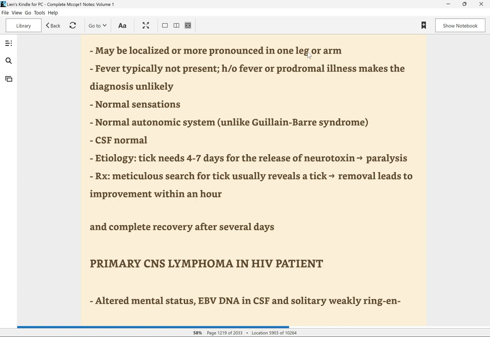Etiology: the tick needs 4 to 7 days for the release of neurotoxin, leading to paralysis. RX: meticulous search for the tick usually reveals a tick. Removal leads to improvement within an hour and complete recovery after several days.